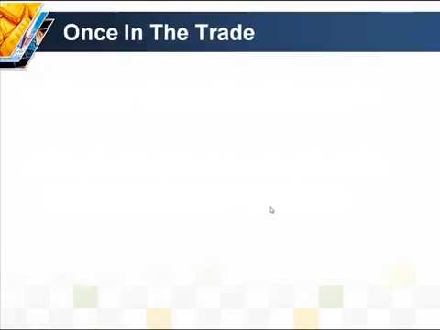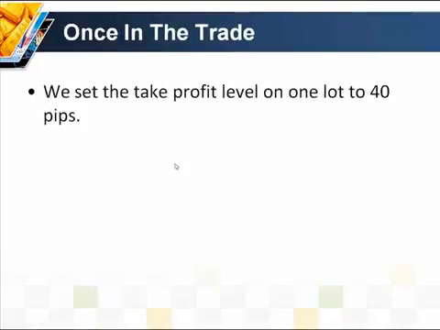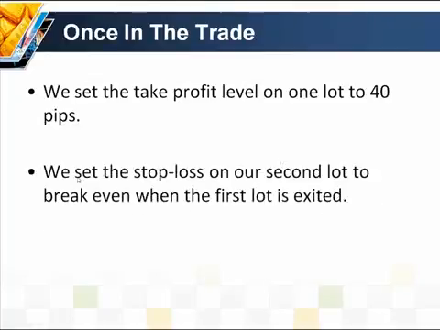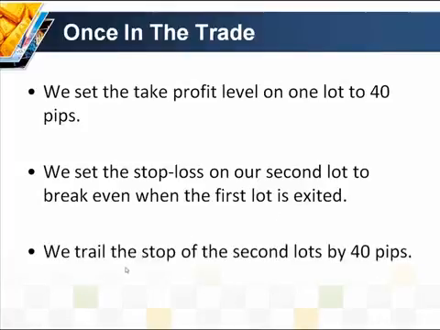And then once we're in that trade, we manage the trade as follows. We set the take profit level on 1 lot to 40 pips. So our first lot exits when we make a profit of 40 pips, the same as our stop loss. And we set our stop loss on our second lot to break even when the first lot is exited. So in other words, we're entering with 2 lots. Once the first lot has a 40 pip profit, we take that lot out of the trade, and at that point we move the stop loss for the second lot. We leave it in the trade. We move the stop loss to the break even point, and we trail the stop of the second lot by 40 pips.